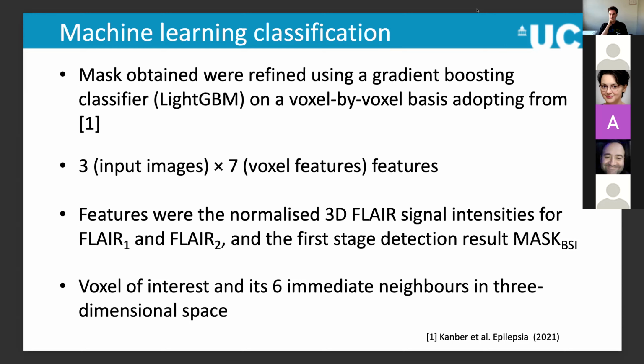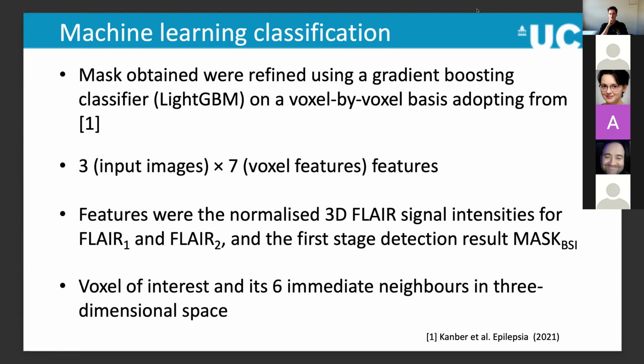So 3 is the number of inputs to the classifier. They were the 2 flares, the first time point flare and the second time point flare. And the third image was the mask from the first stage detection. And the 7 features were, in the case of the flares, the normalized flare signal intensity for the voxel of interest, and the 6 closest neighbors in 3D space.